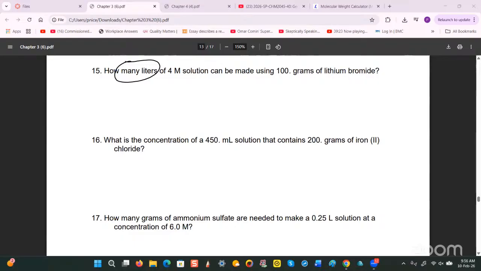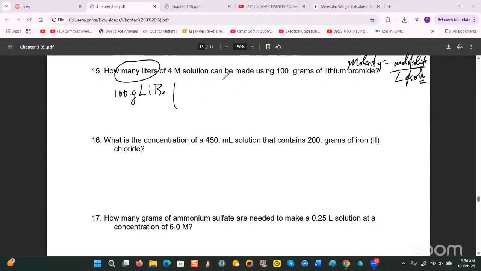And also, let me just remind you of the formula. Molarity is equal to moles of solute divided by liters of solution. Okay, so let me hear your ideas. You've got to turn grams into moles. Okay, so you turn the 100 grams of lithium bromide. What's the formula for lithium bromide? LiBr. Okay, very good.